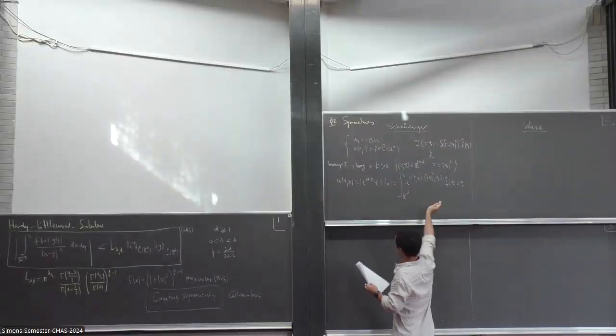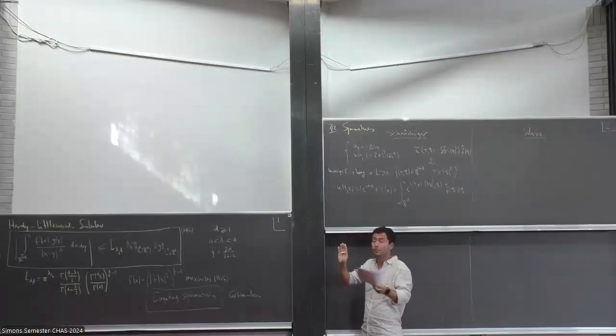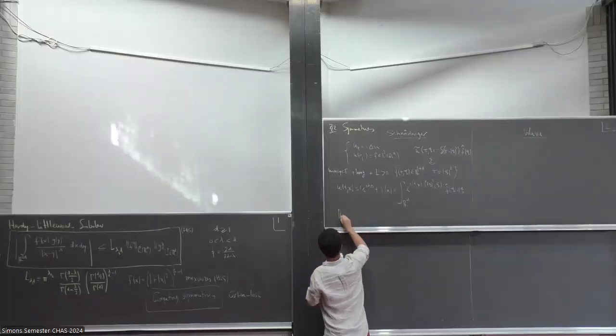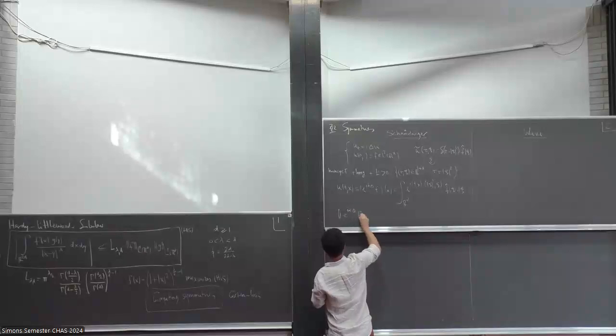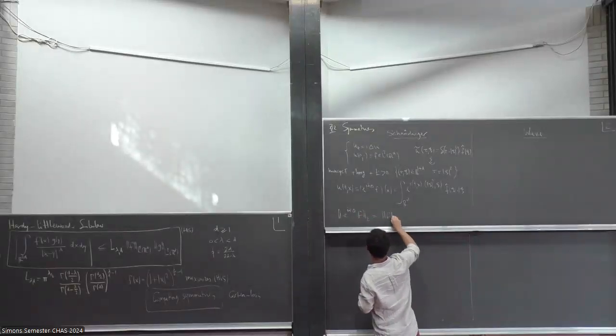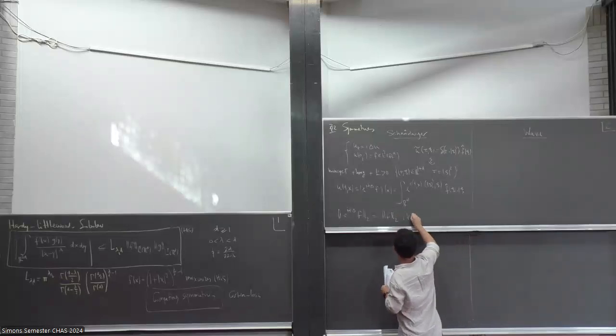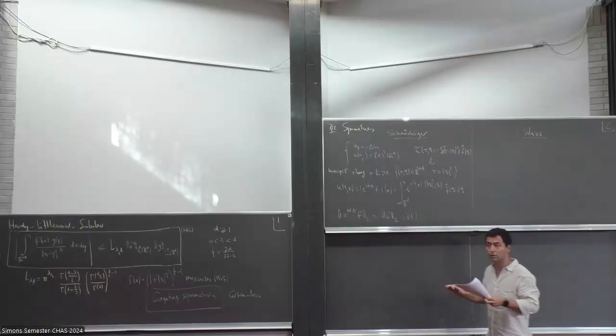Okay, so from this representation, immediately we have L2 mass conservation, right? So for every t, if you just look at the L2 norm of this, it does not change, in particular it equals its value at t equals 0. So this is called mass conservation.